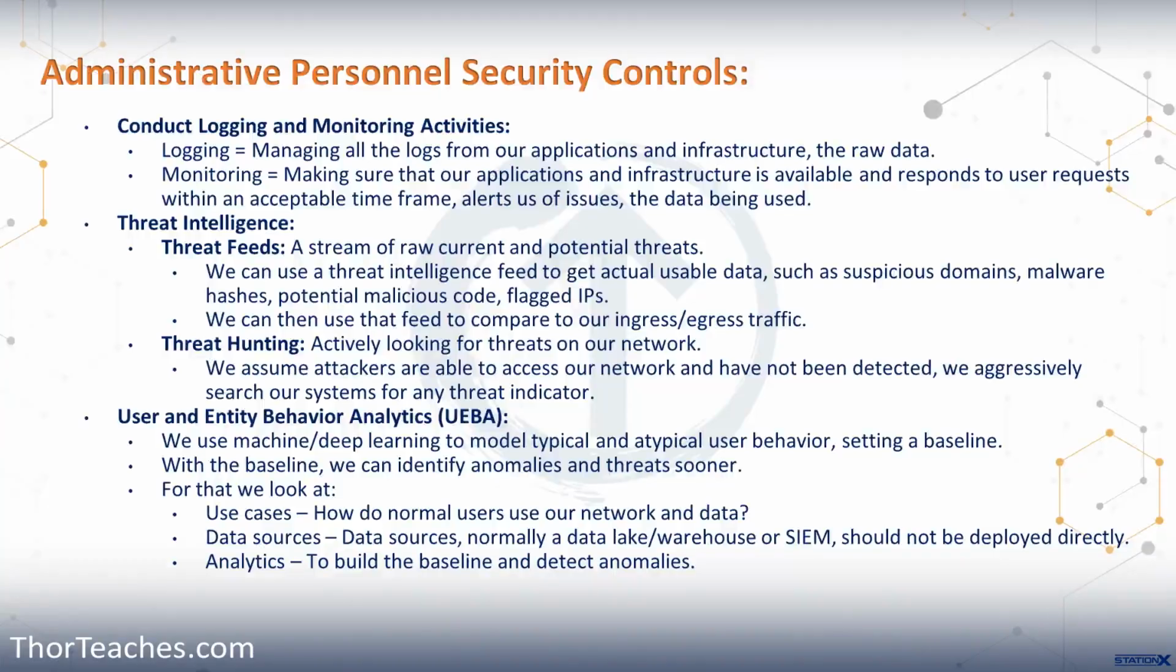We need both. Next up, we have threat intelligence, and that can be a threat feed. It is just a stream of raw, current potential threats. We can then look at that raw data to get actual usable data. That can be suspicious domains, certain malware hashes, potential malicious code, flagged IPs. And then once we have extrapolated that from the raw data, well, then we can use that to compare to our ingress and egress traffic.